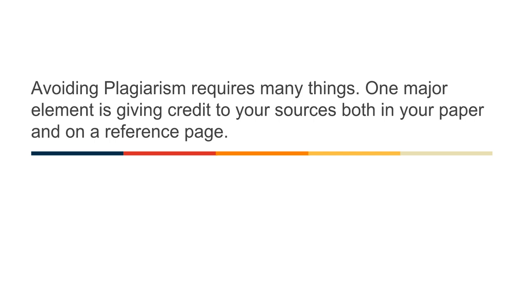Avoiding plagiarism requires many things. One major element is that you give credit to your sources, and you need to do this both in your paper and on a reference page. A lot of times that I tell you your papers are plagiarized, it's because you've left out one or the other, and it's usually your internal sources. So today we're going to make sure that you know what an internal citation is and when you need to use one to avoid plagiarism.